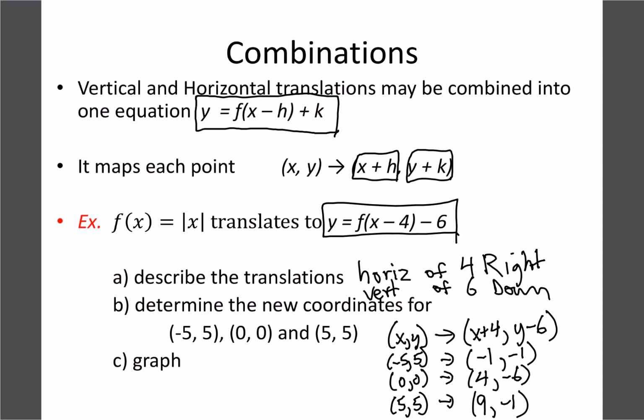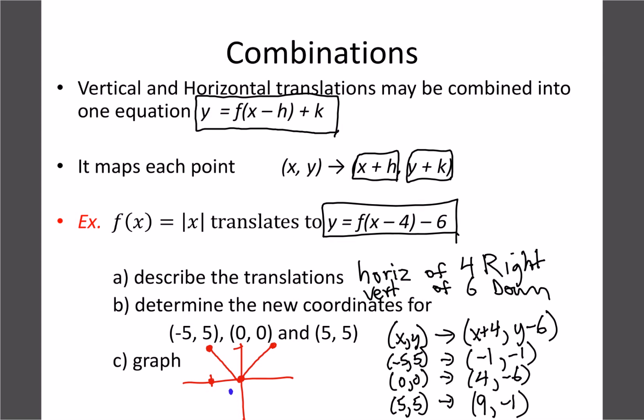Once we have coordinates, it's often quite easy to sketch the graph. I don't have quite enough room, but I'll do a quick sketch here. For our original graph, let's estimate (-5, 5) to be up there, then we'd have (0, 0), and then (5, 5). So our graph would be kind of like that. Okay, now let's plot our new coordinates. Our (-5, 5) turned to (-1, -1), so it'd be down here somewhere.